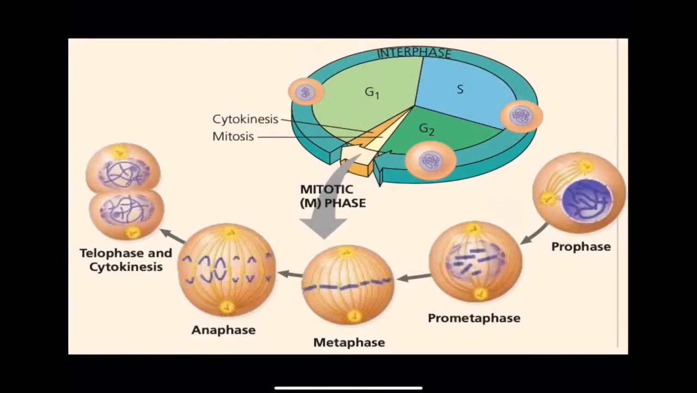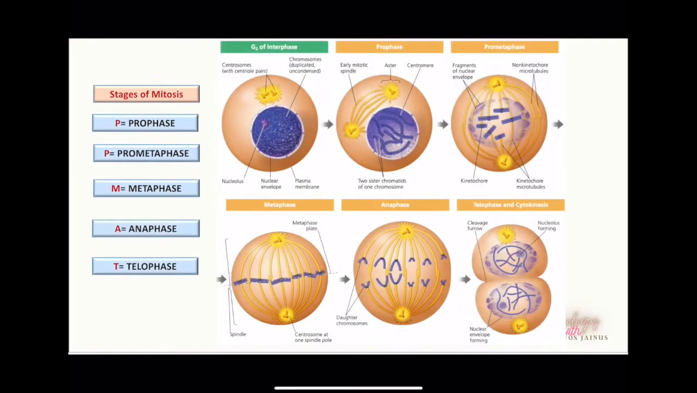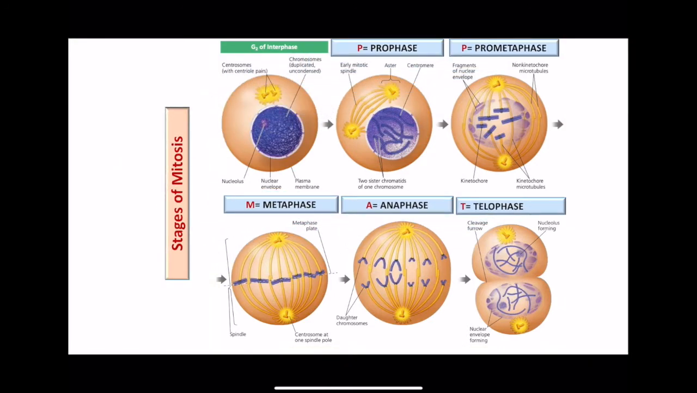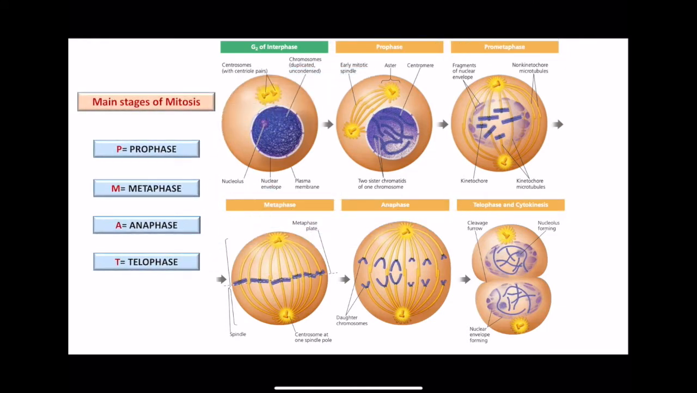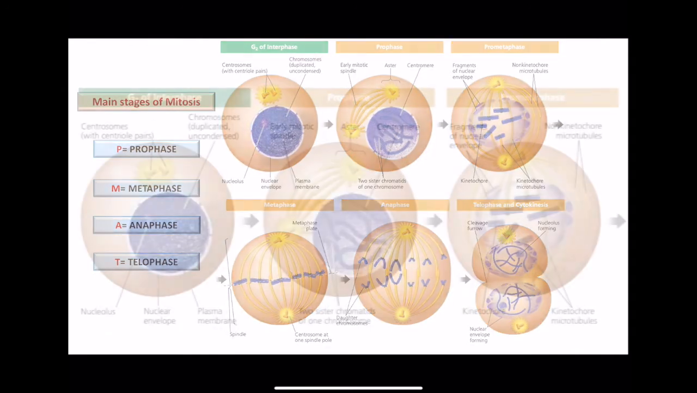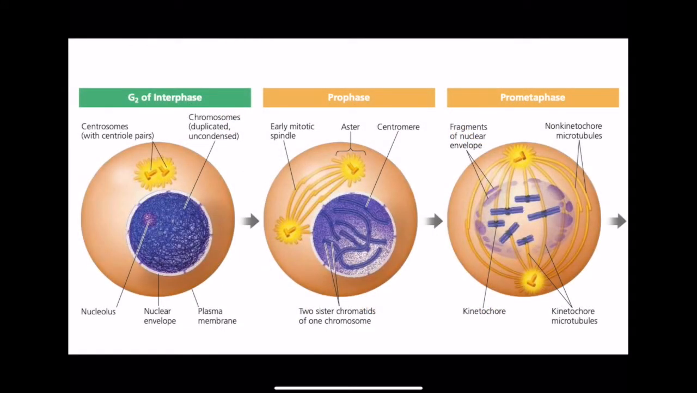Mitosis consists of prophase, prometaphase, metaphase, anaphase, and telophase. Based on our syllabus, the four stages of mitosis consist of prophase, metaphase, anaphase, and telophase. To explain about the behavior of chromosome during mitosis, we can focus on three components.